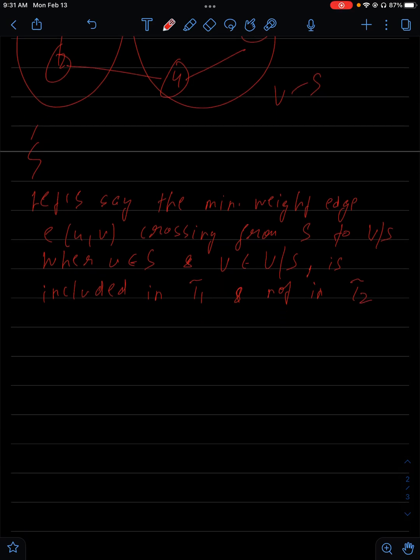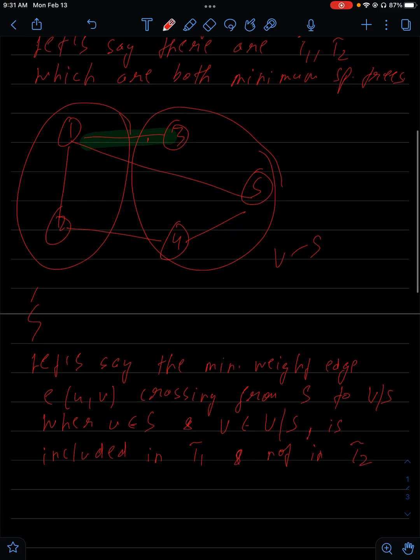All right, so are we clear up to here? So this means that T2 cannot be a minimum spanning tree. E is our minimum weight edge. Suppose E has a weight of 1. Our T2 has this edge crossing the cut which has a weight of 2. Let's draw a tree T1 from here.